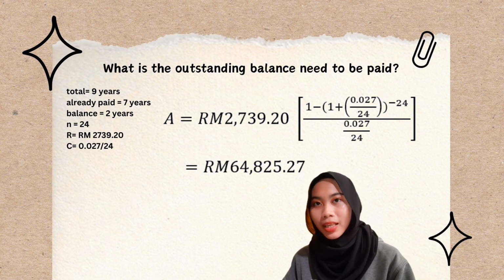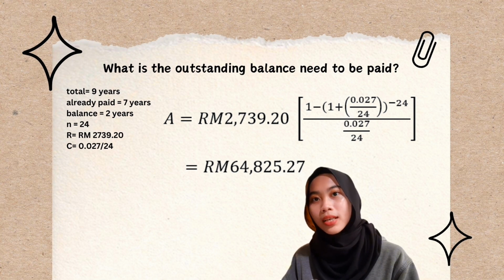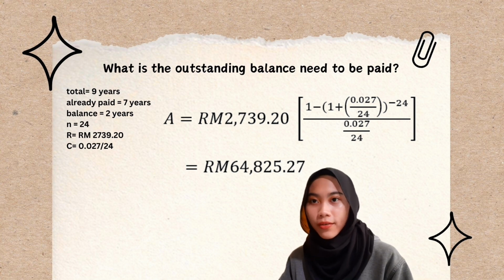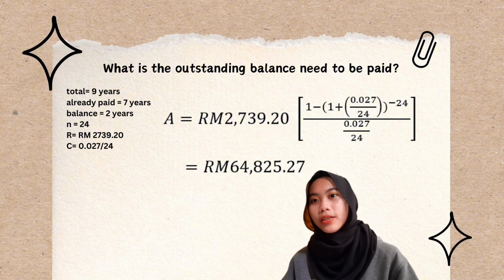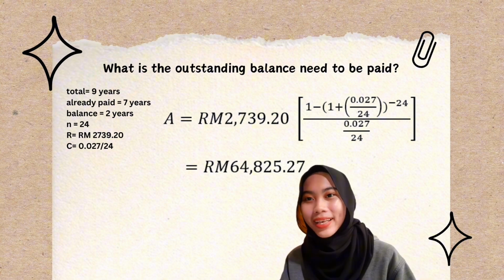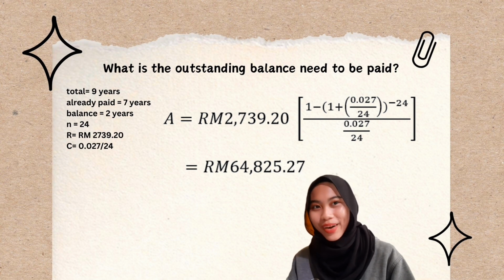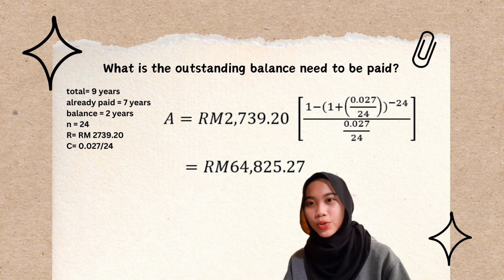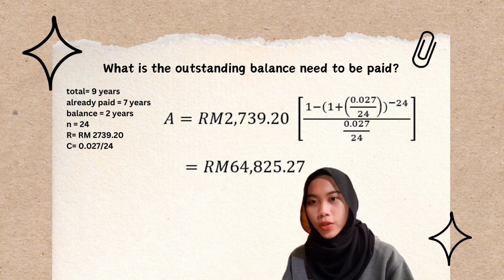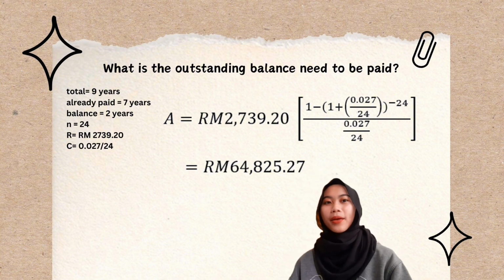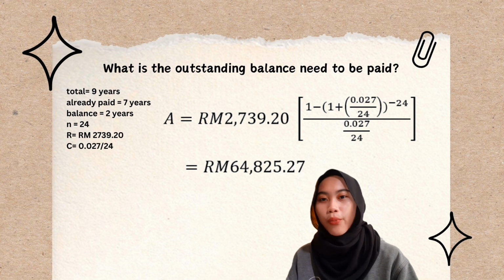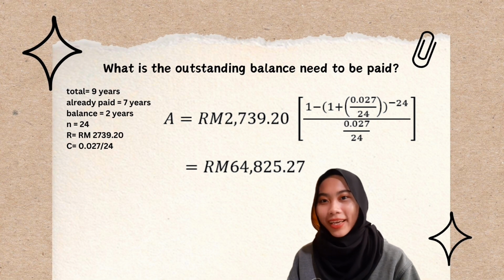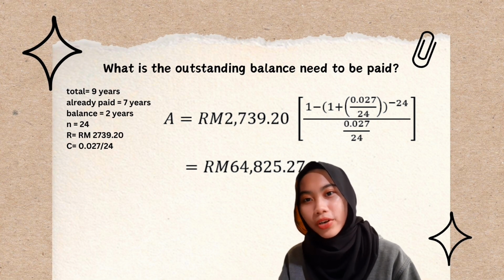So monthly payment is R, which is RM 2,739 ringgit 20 cents, and i equals to 0.027 over 12. And the equation is A equals to R bracket 1 minus bracket 1 plus i bracket power of negative N over i bracket. So we just put all the information into the equation, which is A equals to 2,739 ringgit 20 cents, and a bracket 1 minus bracket 1 plus 0.027 over 12 bracket power of negative 24 over 0.027 over 12 bracket.